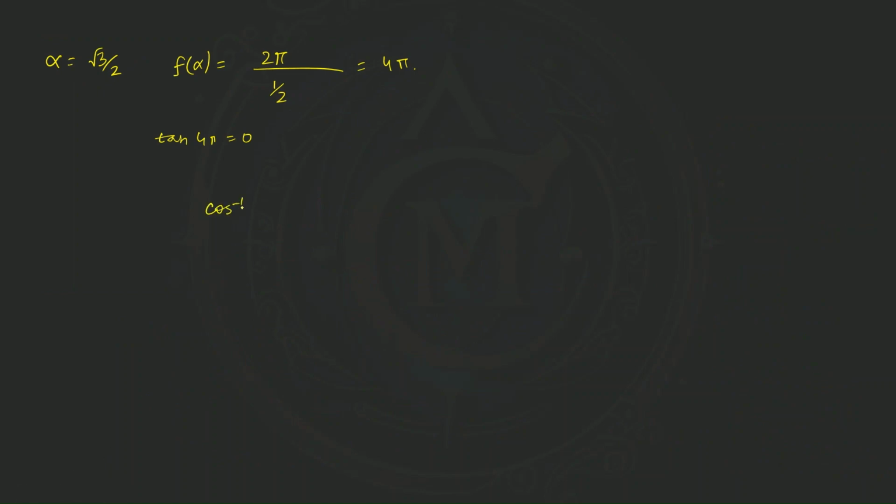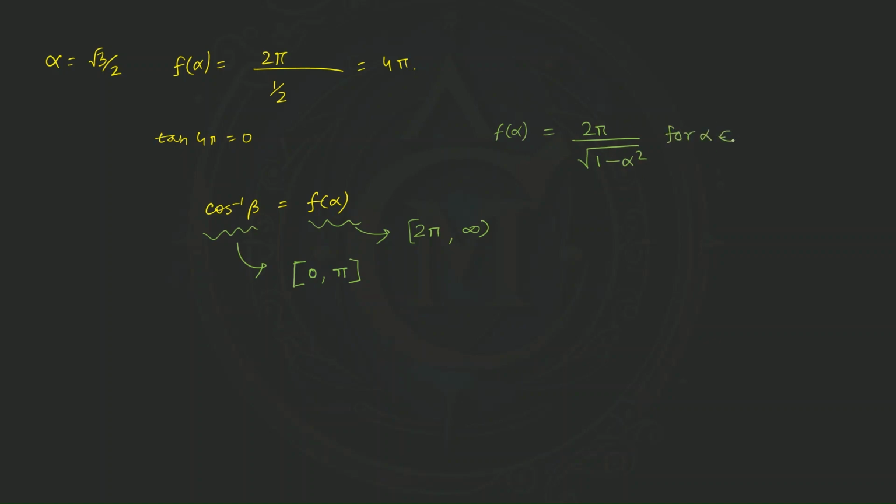So cos inverse beta is f of alpha. Okay, now let us check the range of these two sides. So cos inverse beta, we already know the principal value of the trigonometric functions. Cos inverse beta lies between closed 0 to closed pi, right? And the RHS of this equation has the range closed 2 pi to open infinity, right? Because f of alpha, we already discussed, is 2 pi divided by under root 1 minus alpha square, for alpha belonging to open minus 1 to 1, right?